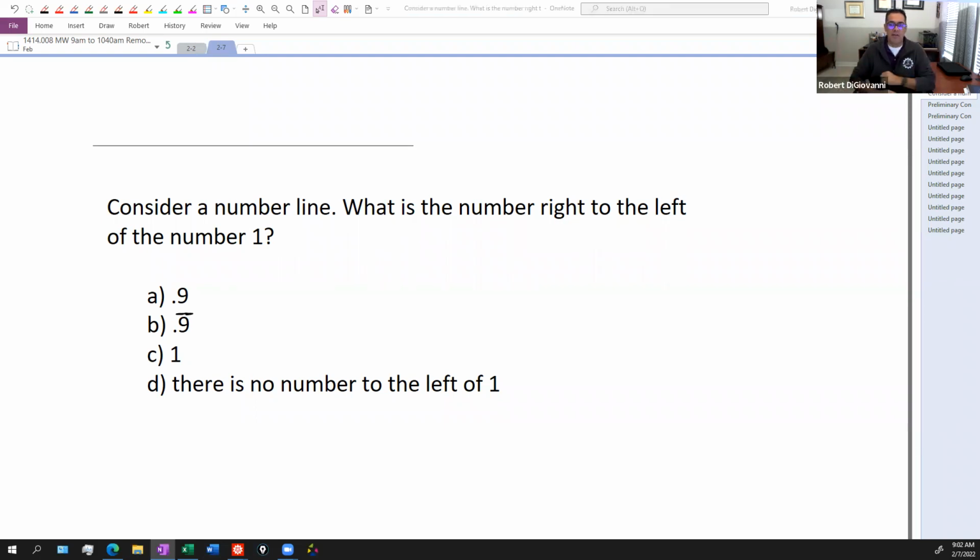You're not going to be graded on this. I just want you to think about, if you had a number line, here's 0, here's 1. What is the number that is right there next to 1 on the left-hand side of 1? So go ahead and answer what you think. The choices are 0.9, 0.9 with a bar on top, which means 0.99999 repeated forever, the number 1 itself, or there is no number to the left of 1.